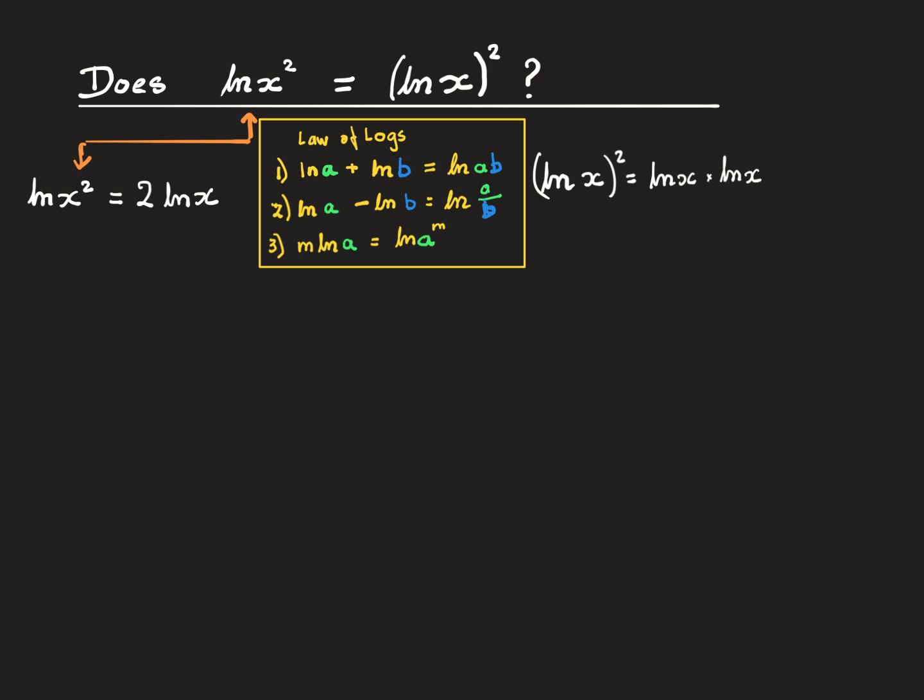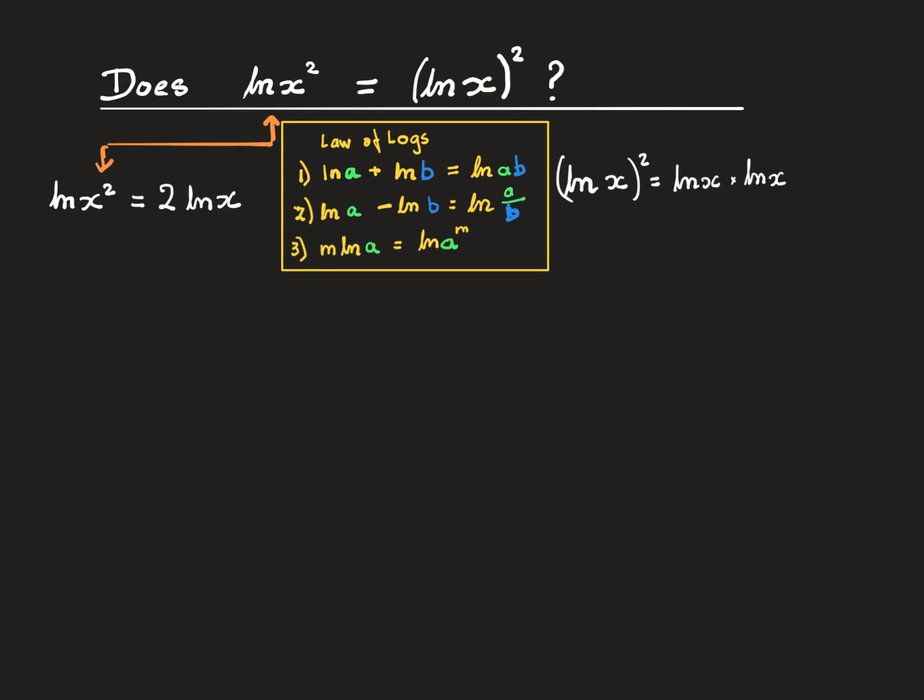The laws of logs are not used here because they are not appropriate. Let's just try now and differentiate both sides. Differentiating 2 ln x will just give us 2 over x. Okay, let's differentiate the right hand side, ln x all squared and ln x times ln x, separately.